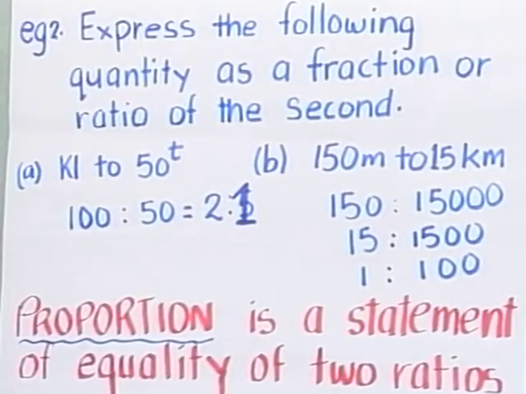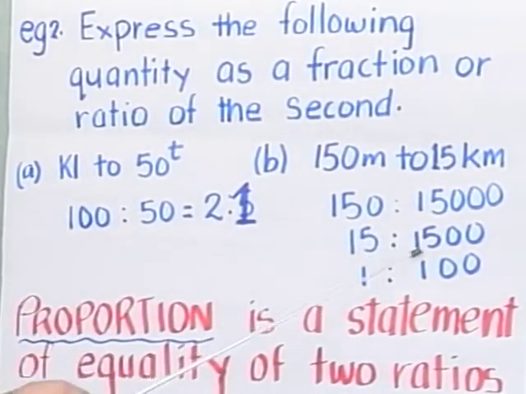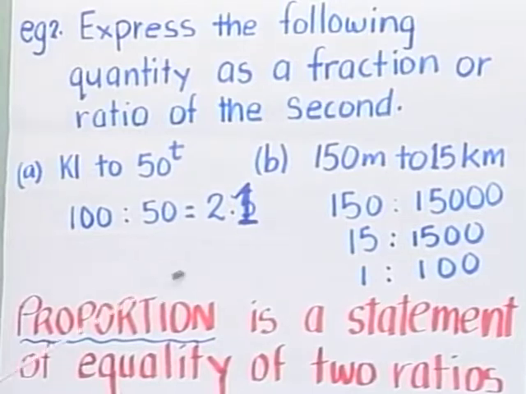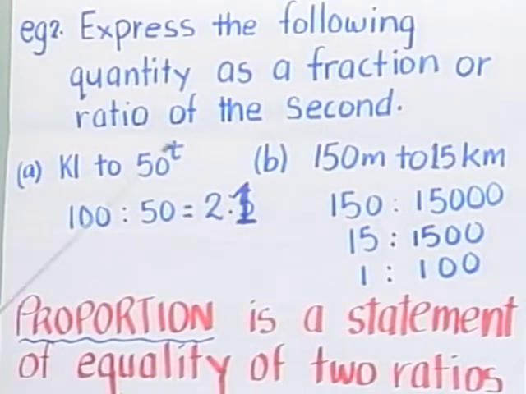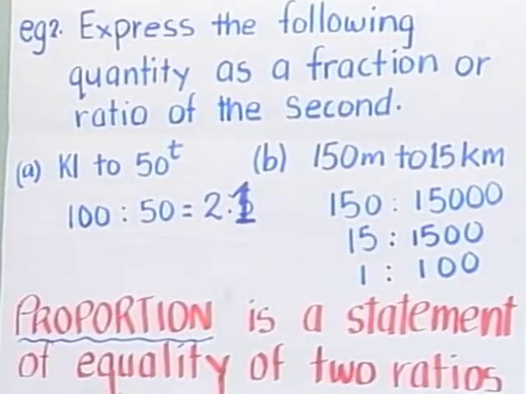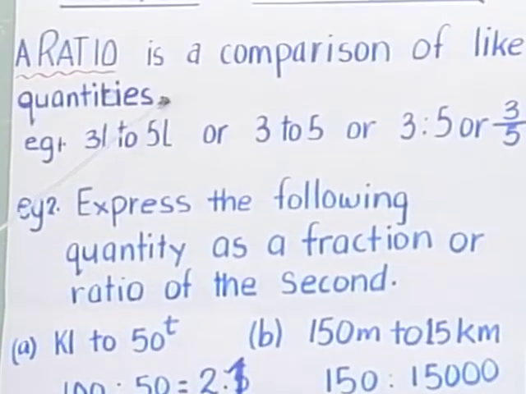Okay, the next one, I've got 150 meters to 15 kilometers. There are 1,000 meters in 1 kilometer, so I multiplied 15 by 1,000, and I got 150 is to 15,000, which is 15 is to 1,500, which is 1 is to 100. This covers reducing ratio as well. All of them are equivalent ratios because they are equal. So that's a ratio. A ratio is a comparison of like quantities.